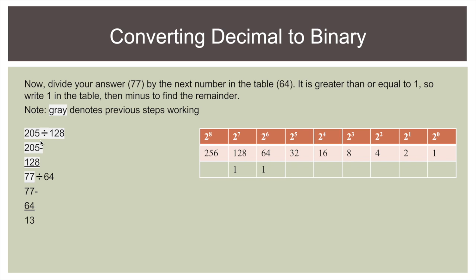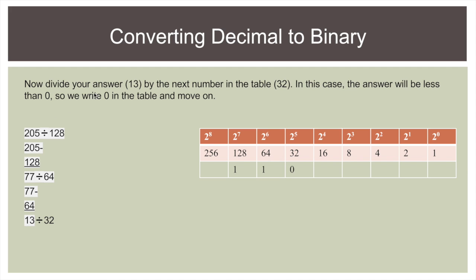Notice I'm leaving the working here so that you can see it. Any working from the previous step is written in grey. So really, really easy. We take 77, we divide by 64, we realise it's more than 1, we put 1 there, work out what the remainder is by minusing, and we have our answer. We use the next step of 13.